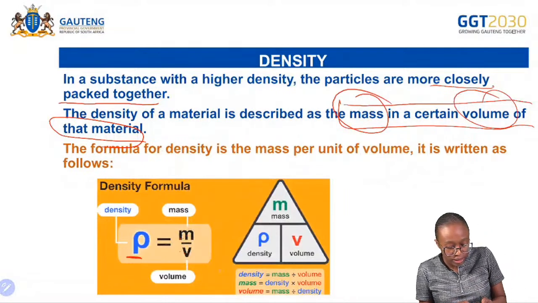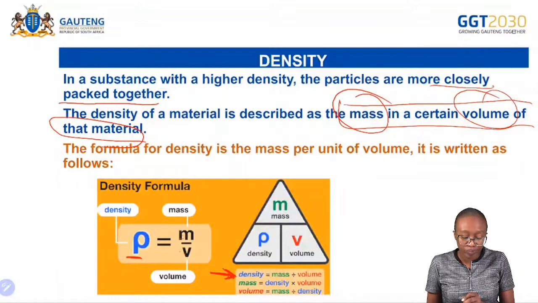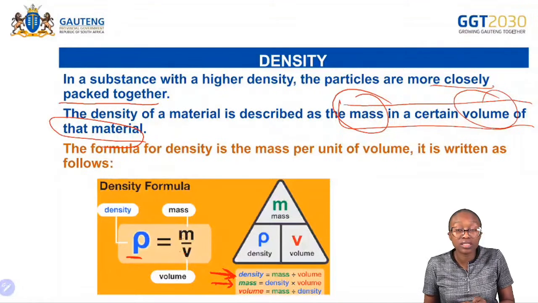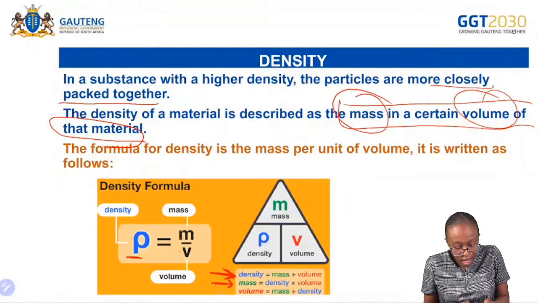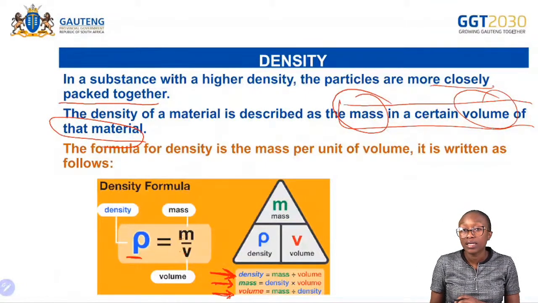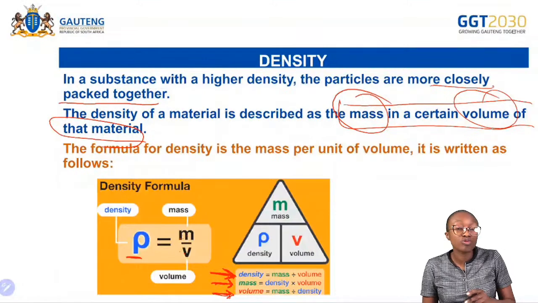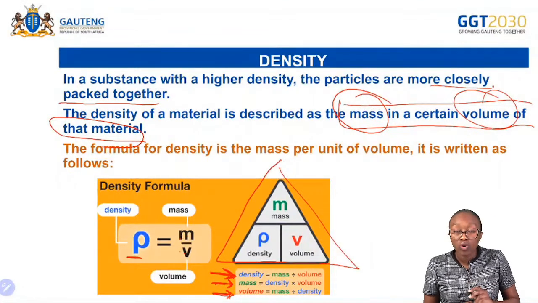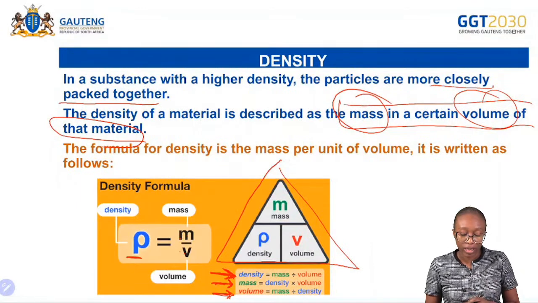So we've already said density is equal to mass per unit of volume, so mass divided by volume. If we have density and volume, mass is equal to density multiplied by volume. And then volume is equal to mass divided by density. You can use this triangle as well to remember the formula.